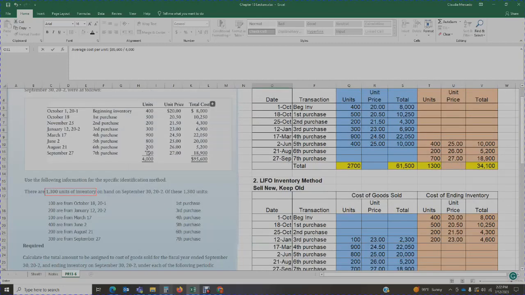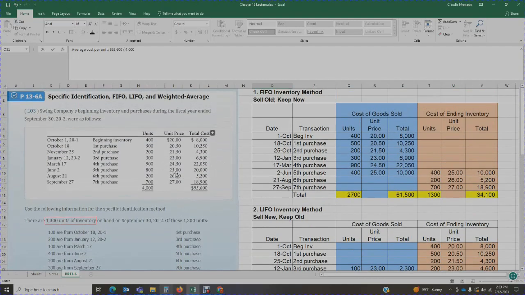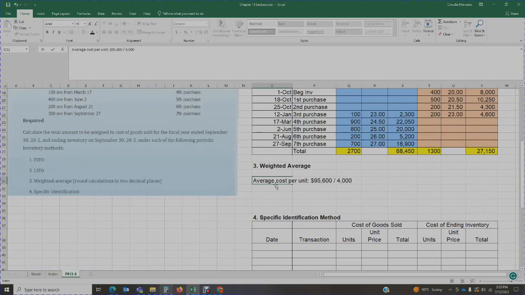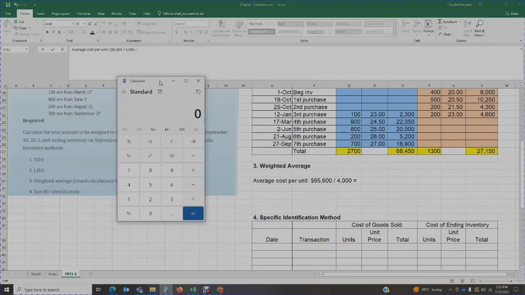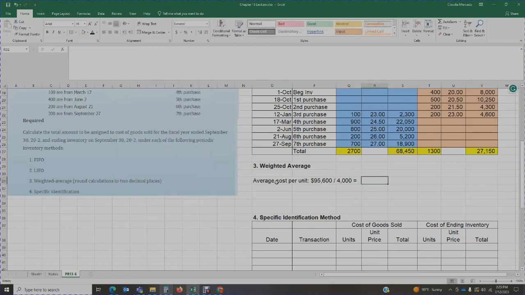And where am I getting these numbers from? From right here, 4,000 and 95,600, from the table in your book. And let's see what that gives us. 95,600 divided by 4,000. That's going to give us $23.90 per unit.